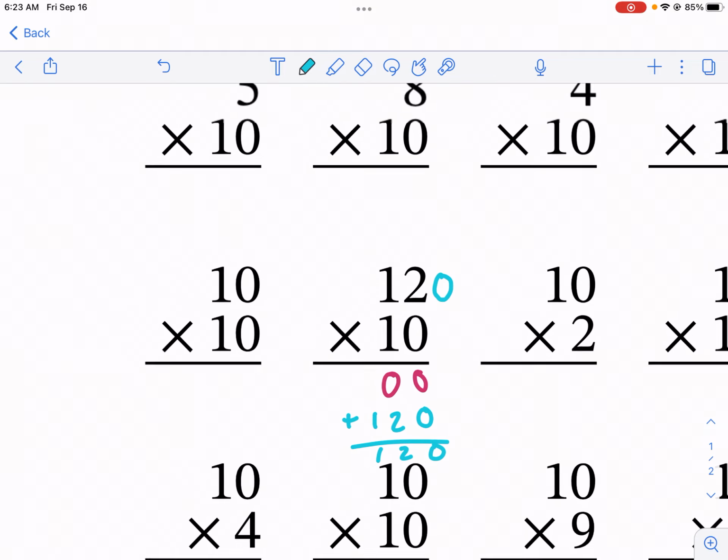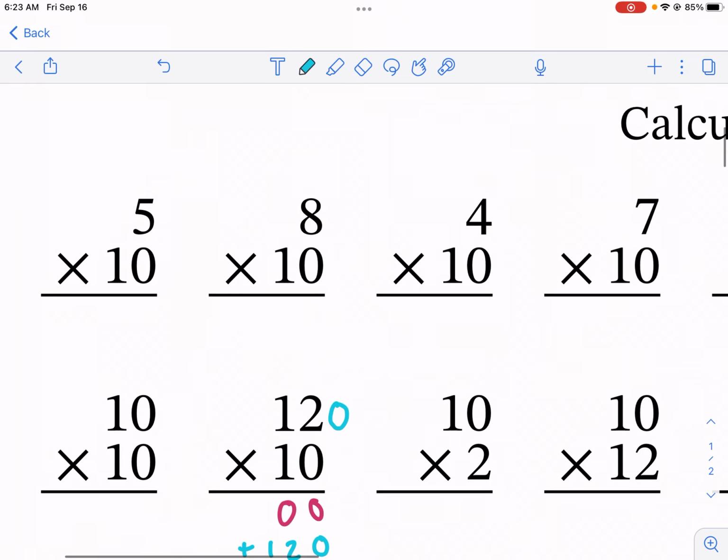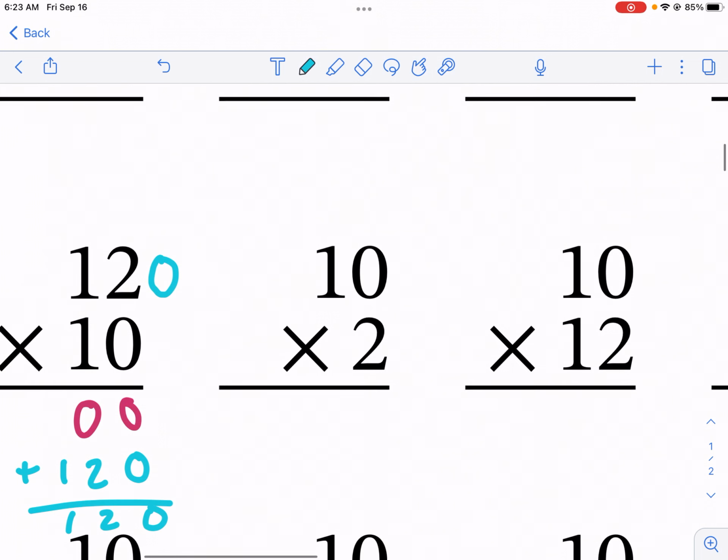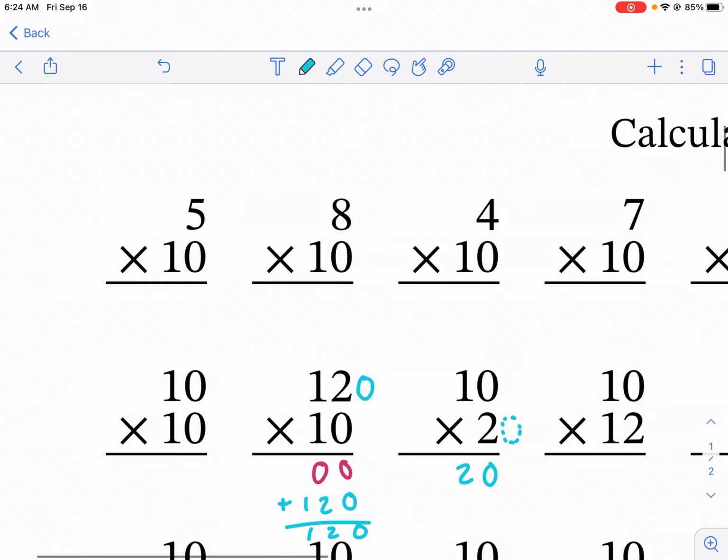So that's a much more simple way to do this multiplication without having to do the standard algorithm for all these problems. Even something as simple as 10 times 2. 0 times 2 is 0. 2 times 1 is 2. I just added a 0 to that 2 and I got the answer. So it makes it much more simple.